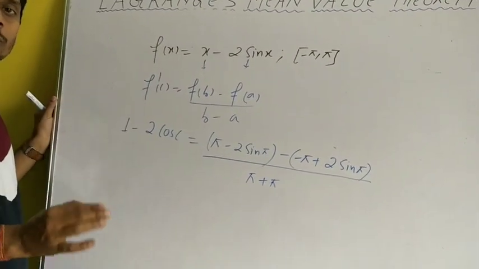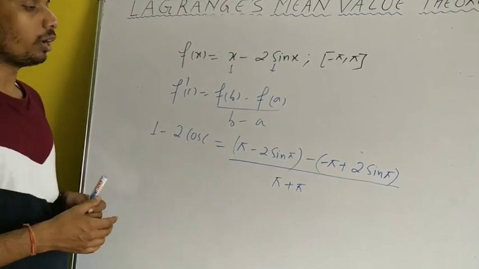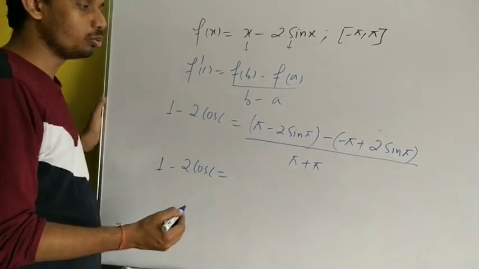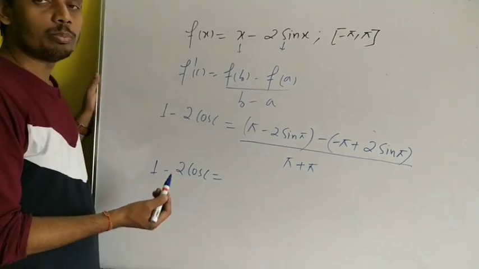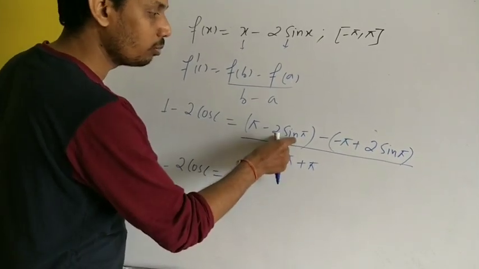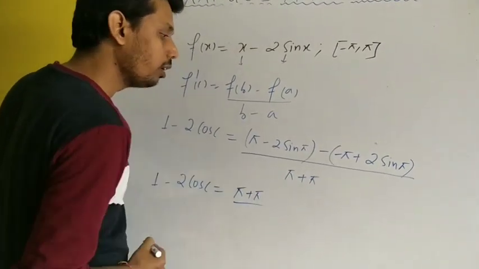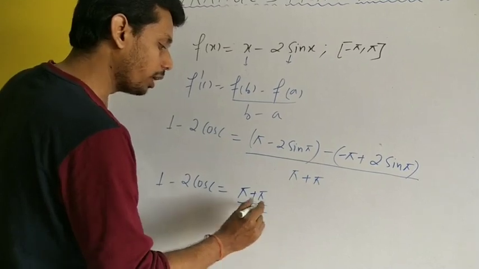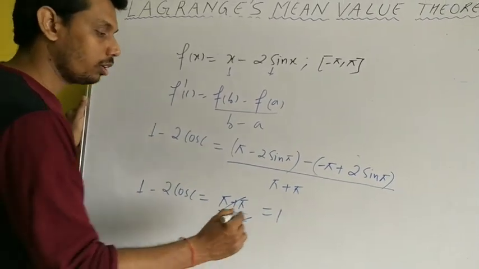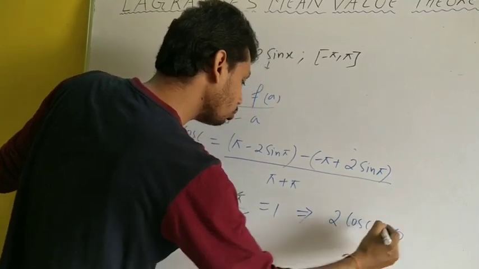Now let us simplify this and we will see whether the obtained value of c belongs to the open interval (a, b) or not. If it belongs, then Lagrange's mean value theorem is verified. Okay, now let us simplify this. 1 minus 2 cos c is equal to, now see here, what is the value of sin pi? 0. Okay, so this part becomes 0, sin pi is 0, so again this part becomes 0, minus of minus pi will be equal to plus pi. And here again pi plus pi, that is 2 pi, so 2 pi divided by 2 pi, these two will be cancelled, and we are left with 1. Or this implies that 2 cos c is equal to 0.